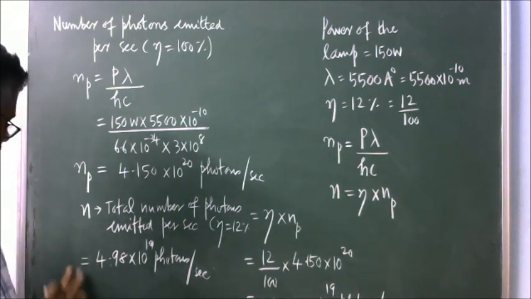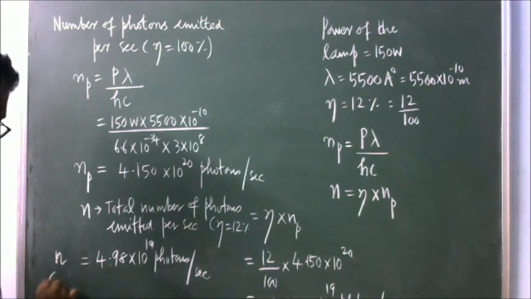Okay, so we can write it as N when the efficiency is 12%. So this is a very simple problem that may be asked for 3 marks.